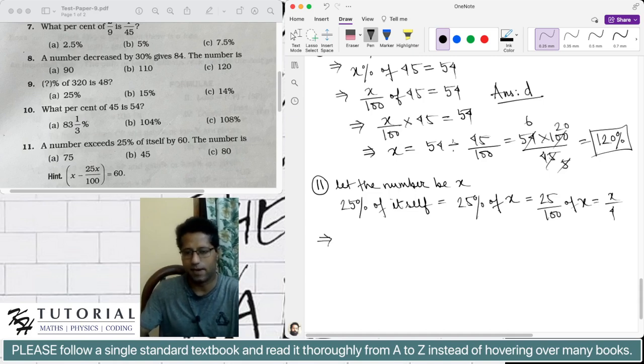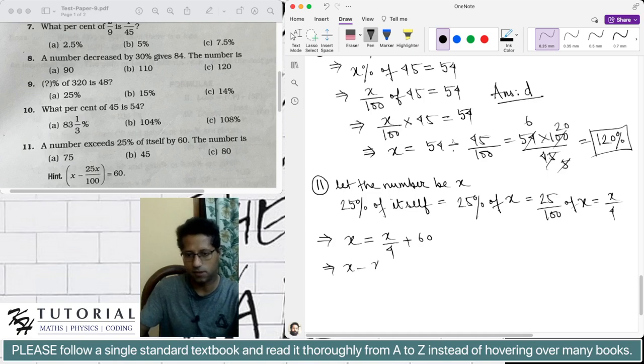So this means that X, since the number exceeds 25% of itself, we can say that X will be equal to 25% of the number itself, which is X by 4, plus 60, because the number itself is exceeding 25% of it by 60. So we have this equation. Now we have to solve this.